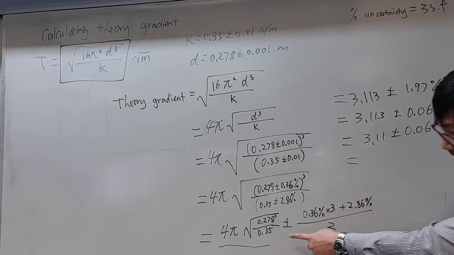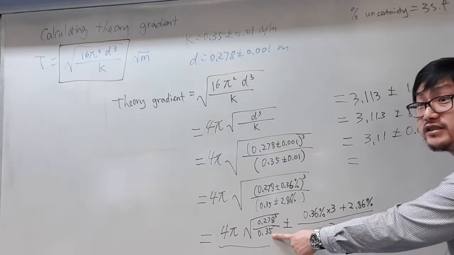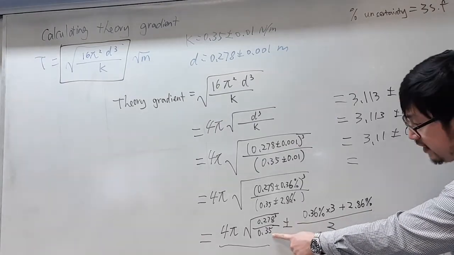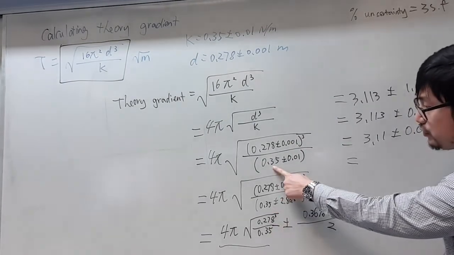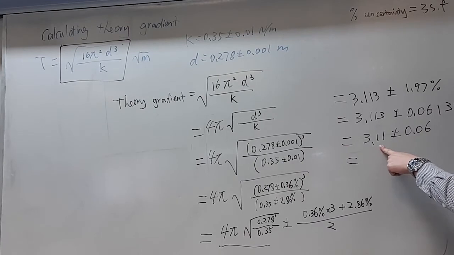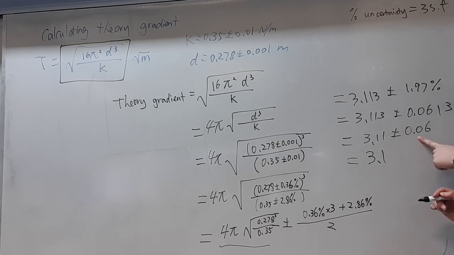The original value, how many significant figures do I have? 2. The maximum I can have is only 2 over here, but that is 3, so that can't be right. So this has to be rounded to 3.1. Does it make sense? If that rounds to 3.1, what does this one need to round to? They need to be the same decimal point, so plus minus 0.1. That is your final answer.